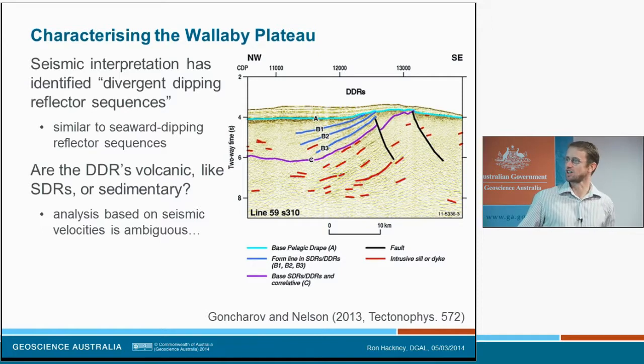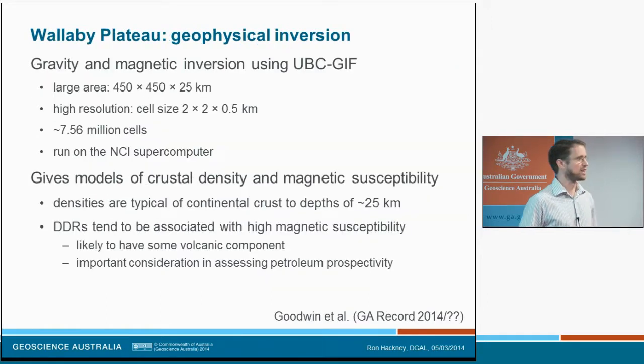And the question is, okay, can we get any further also with the gravity data, or the gravity and magnetic data doing the inversion? And that's where James Goodwin came along in his graduate rotation a few years back. And he built and ran a whole lot of gravity and magnetic inversions on the NCI supercomputer over at ANU there. Very large areas, quite high resolution, so lots of cells in these inversion models, just to give us some kind of idea of what the crust is like in this part of the world.